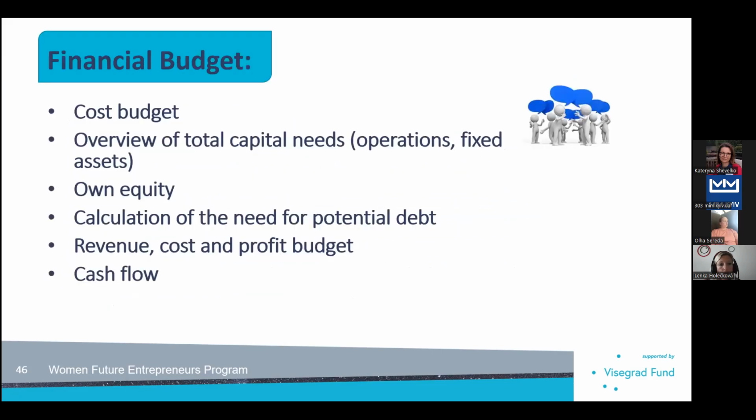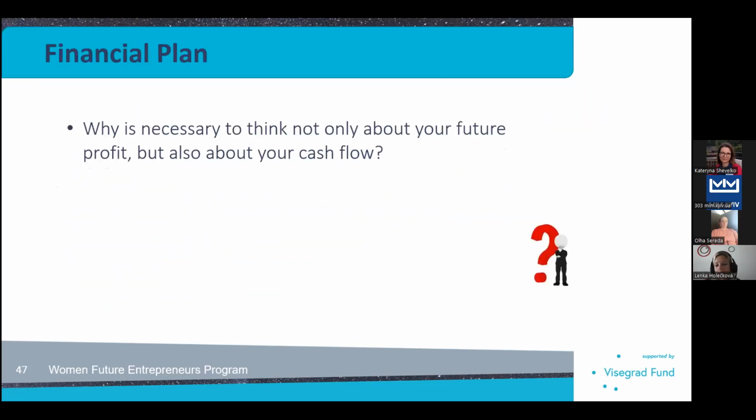Maybe not to be overloaded by much information, because I mentioned much information. One question for you. We explained the meaning of income statement, profit and loss, and also balance sheet. But what do you think? Why is it necessary to think not only about our future profit, but also about our cash flow? Is there anyone who knows the difference or is able to explain it?